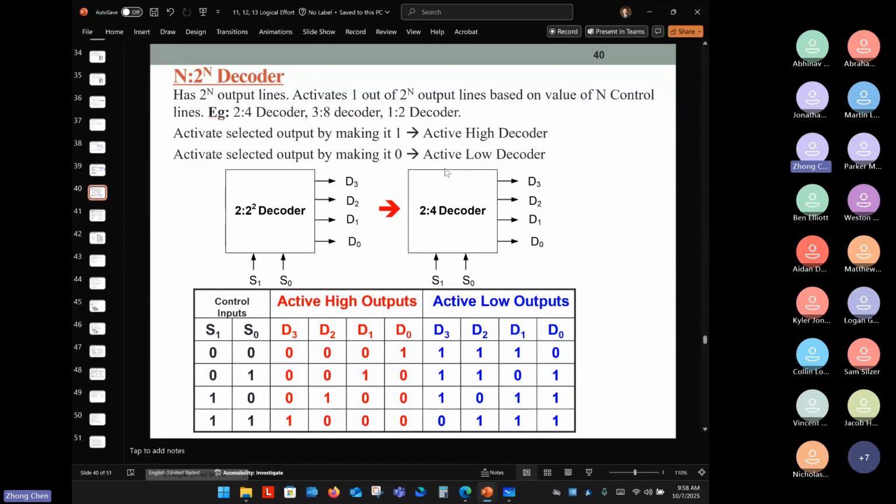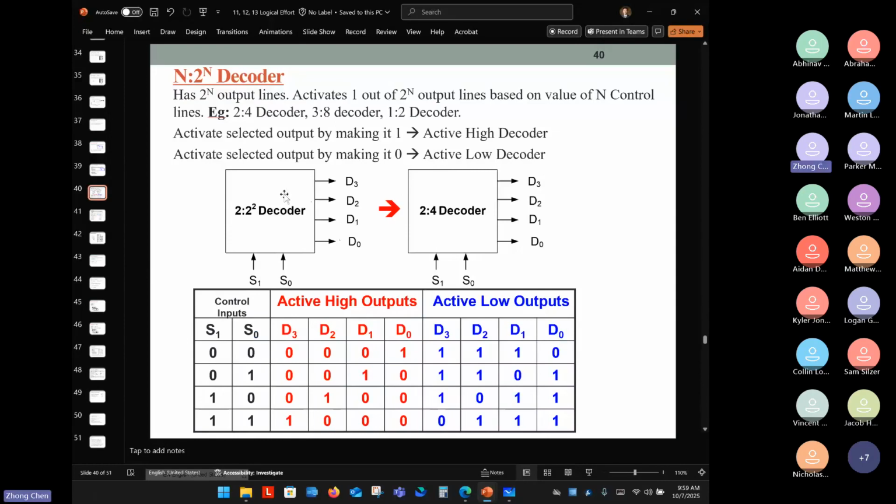This is the 2 to 4 decoder. 2 to 4 means you have 2 control pins and 4 outputs. For our case, we need a 4 to 16, with 4 inputs and 16 outputs. That is the difference, but the concept is similar. You have control pins, and depending on the control pin combinations, a specific output will be activated or enabled depending on the input combination.